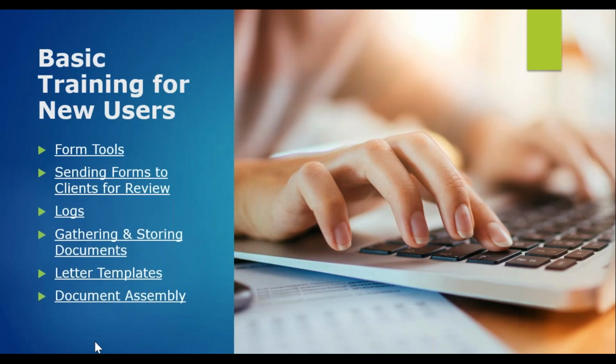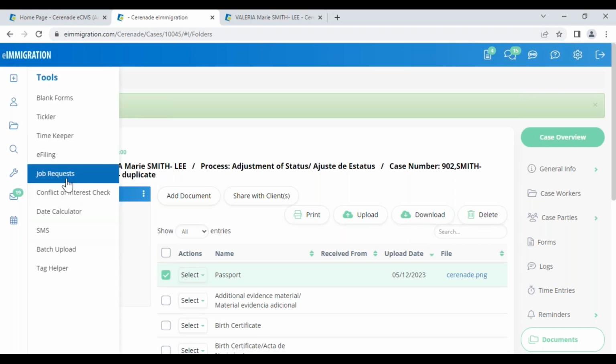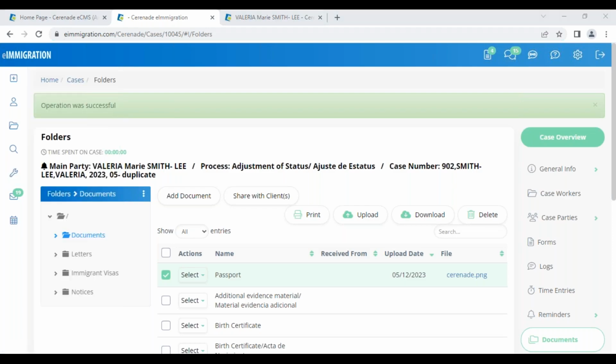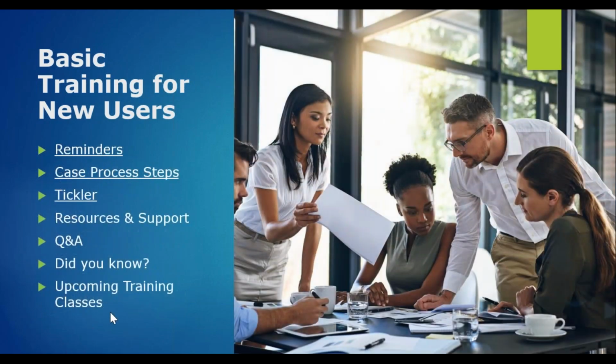Oh, one more thing regarding documents. If you have the documents and you want to download them, just select them and click here, download. It will create like a zip folder, which you can find here under job requests. Here we go. I also went over the letter templates, the way you can customize them and save time. And lastly, the document assembly, reminders, case process steps, and tickler.